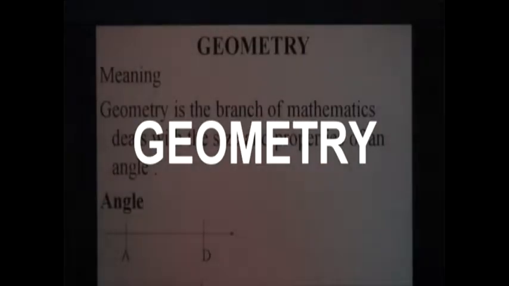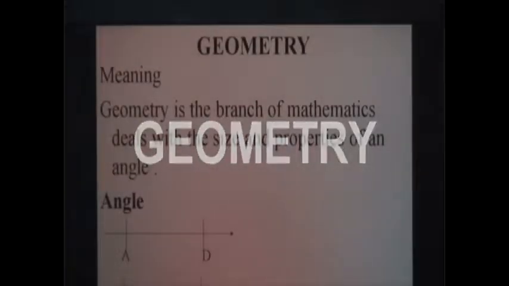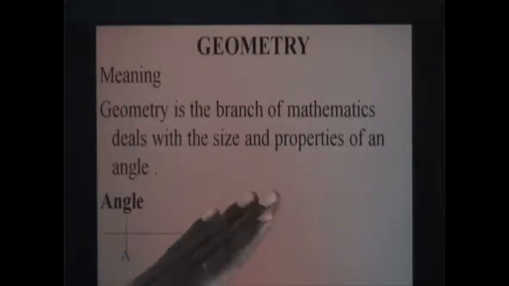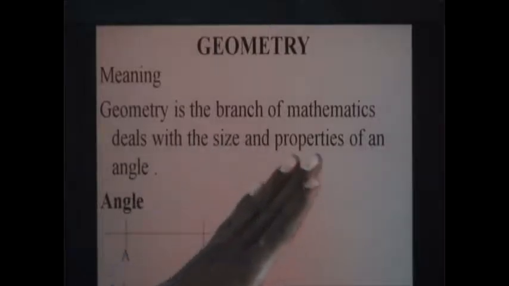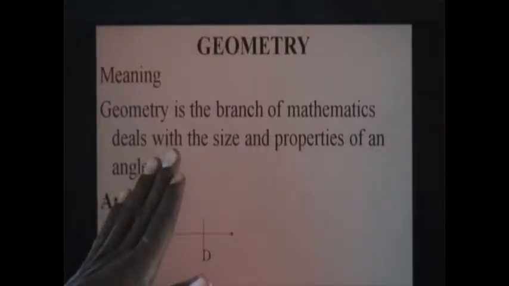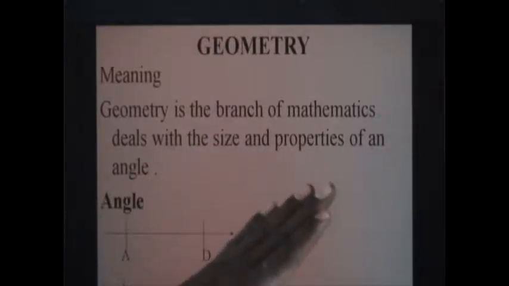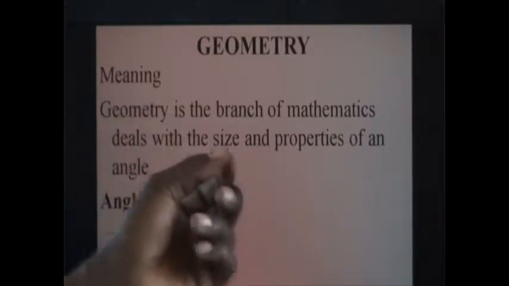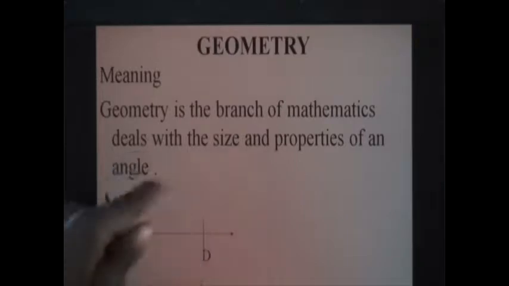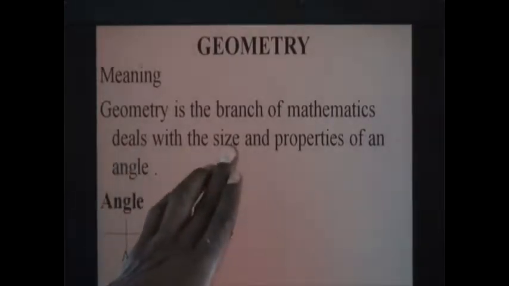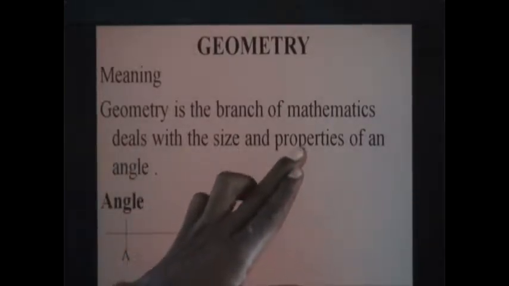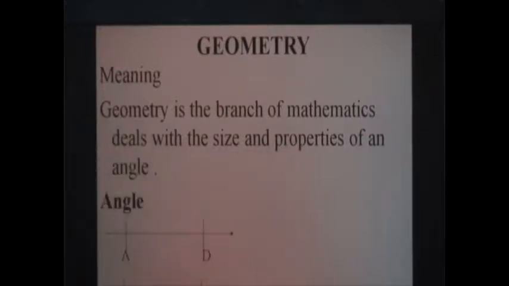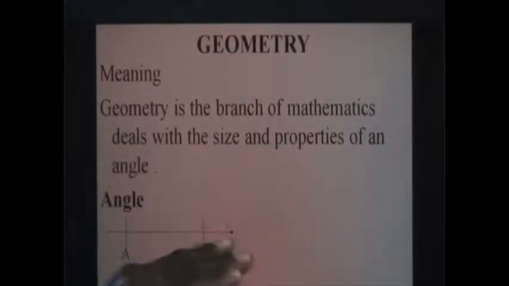Now, when we are talking about geometry, what we mean is the branch. Geometry is a branch of mathematics that deals with the size and the properties of an angle. Now, that's to say, when you just talk about geometry, you mean an angle, with the size of an angle and the properties of an angle. Now, imagine an angle. We just want to deal with what an angle is, and how this angle is formed.